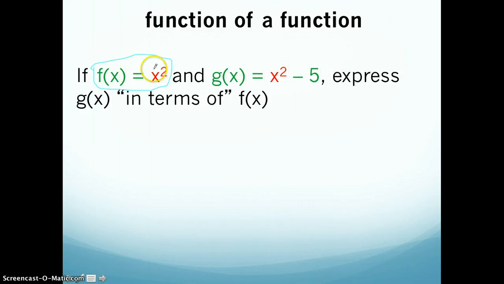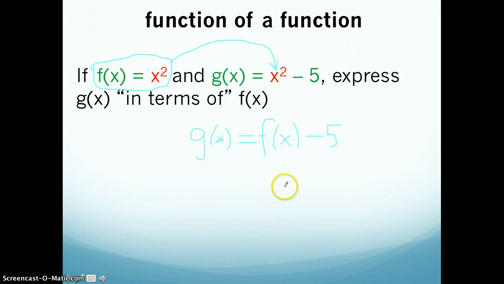Well, since f of x is x squared, and here's an x squared in g of x, then we can rewrite this so that instead of writing x squared, we're actually writing f of x. So it would look like this: g of x equals, instead of x squared minus 5, since x squared is equal to f of x, I'm going to write f of x here. So I could say g of x equals x squared minus 5, or I could say g of x equals f of x minus 5.